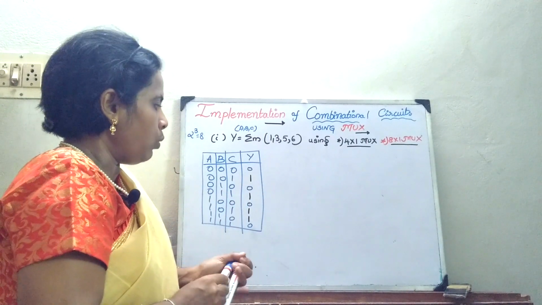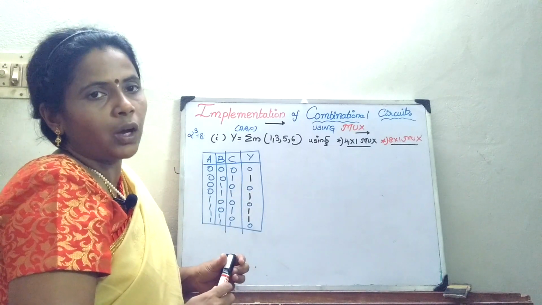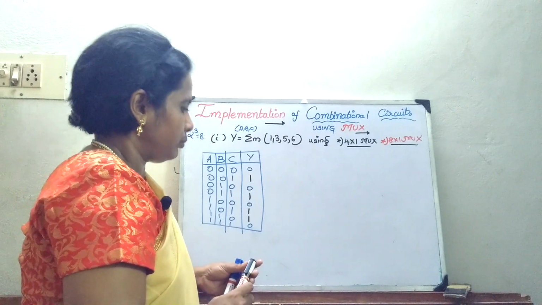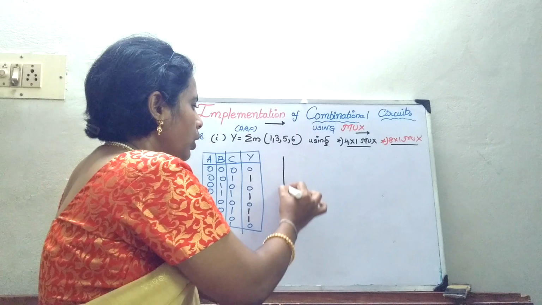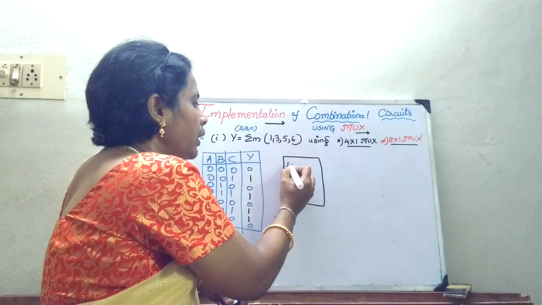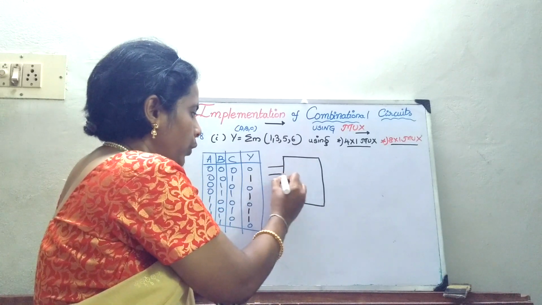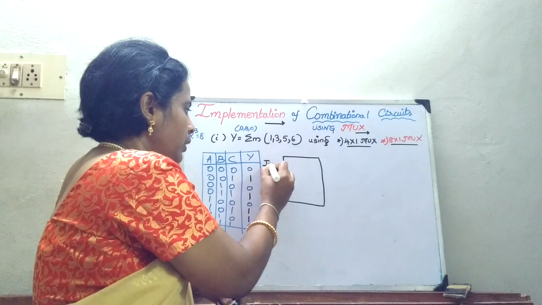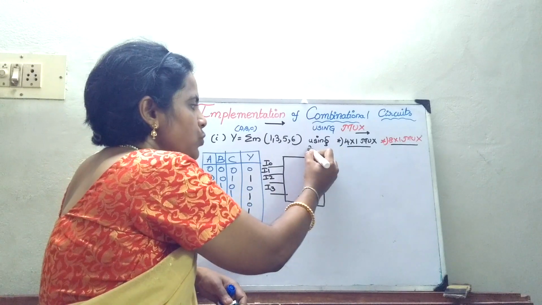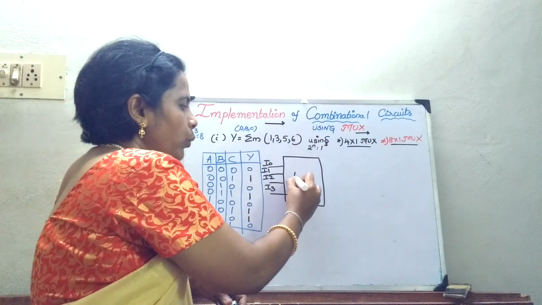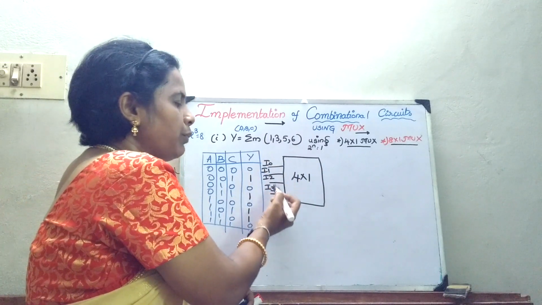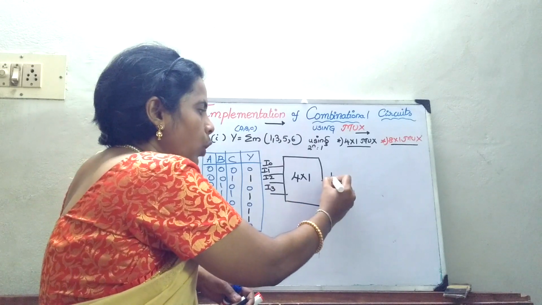With this, I will move on to draw the logic diagram. Whenever I draw the logic diagram, what do you need? You need 4 inputs and 1 output: I0, I1, I2, I3. So it is a 4x1 mux, with 4 inputs and 1 output.